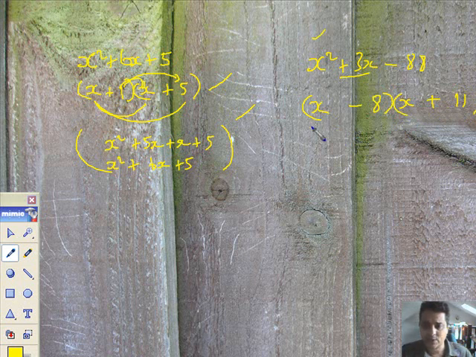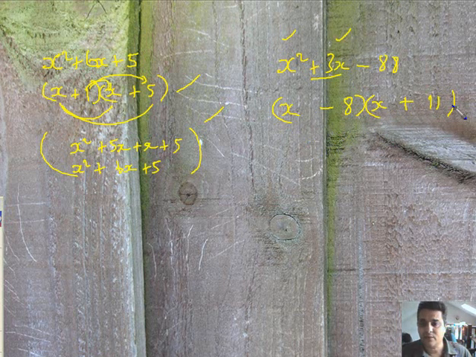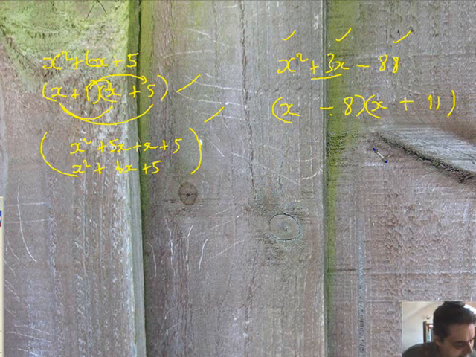x times x, x squared. x times 11 is 11x. Minus 8x gives us our 3x. And of course, 8 times 11 is 88, with a negative 8 there, so minus 88. So I'm very confident that's correct. E's done. I think we'll try G.